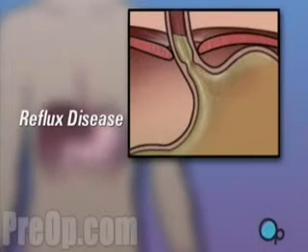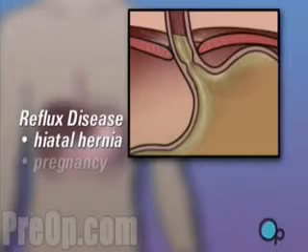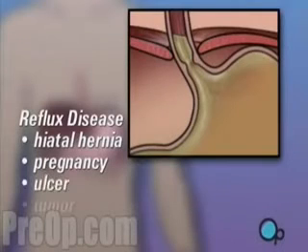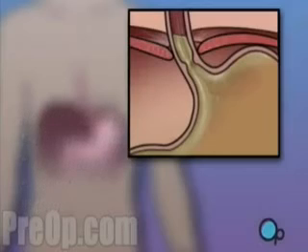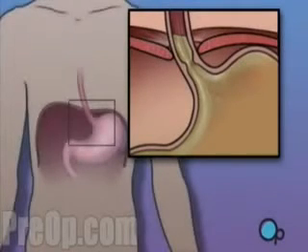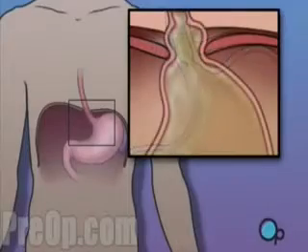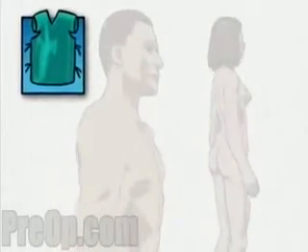Reflux disease is often caused by a hiatal hernia, pregnancy, or an ulcer or tumor of the esophagus. About half of the patients with severe reflux disease have a hiatal hernia, which is a tear in the diaphragm. On the day of your operation, you will be asked to put on a surgical gown.